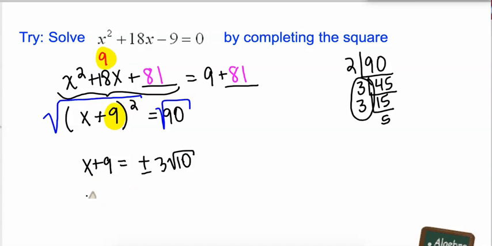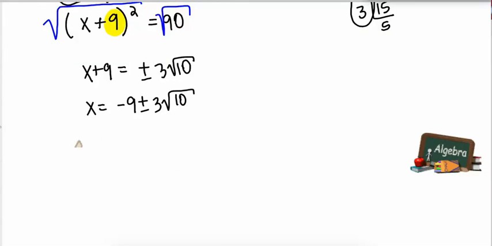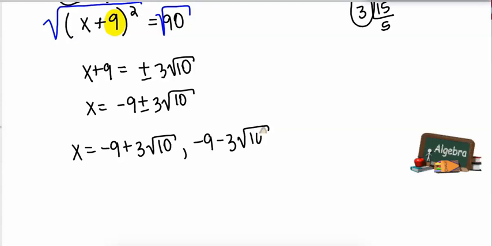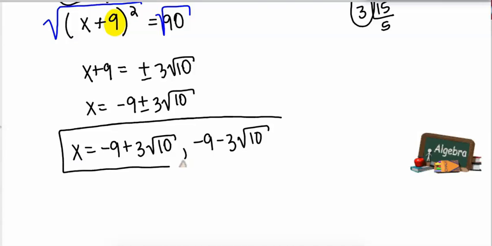I'm going to subtract 9 from both sides. Again, that 3 and the square root of 10 are connected by multiplication. So this is our answer. However, I am going to write it out because it's not a bad habit to understand and to visually see these two answers written out. I'm going to try and do a better job of boxing this. Not too bad. Those are our two answers. So hopefully you got those answers and you're feeling somewhat comfortable with completing the square.